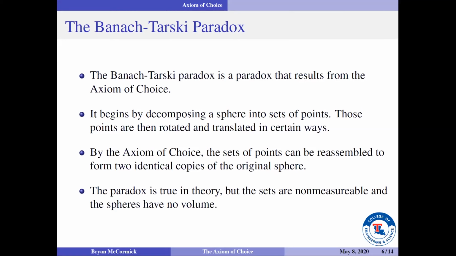It goes against the basic rules of geometry and stuff. It just doesn't make sense. But mathematically, it was true. However, these sets that they're working with turn out to be non-measurable sets. The spheres have no volume. So while it is mathematically true that this is possible, it doesn't really have any negative real-world consequences, but it is a mathematical paradox that results from the axiom of choice.